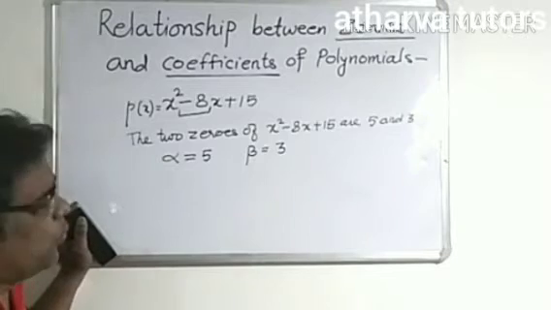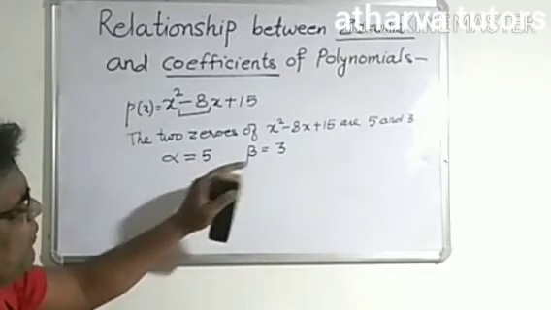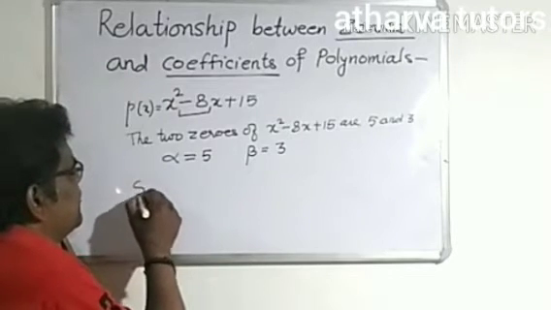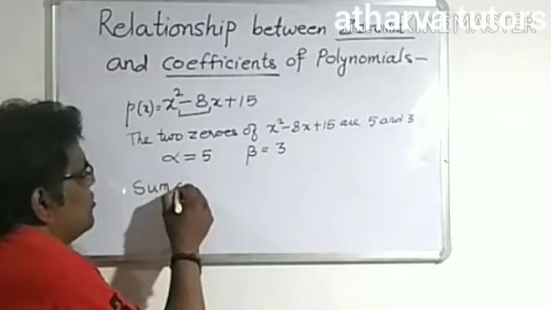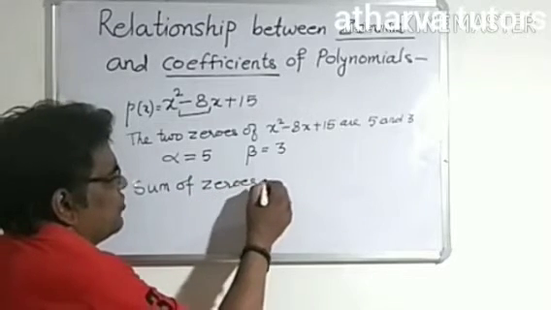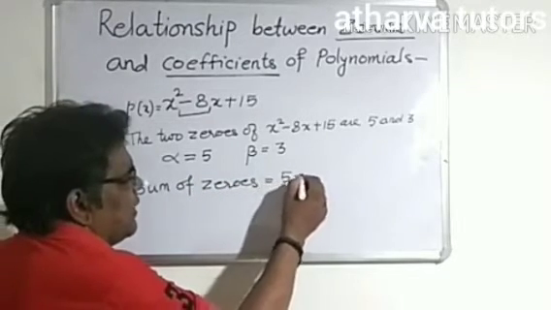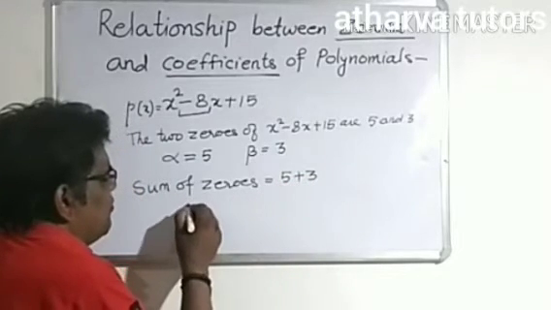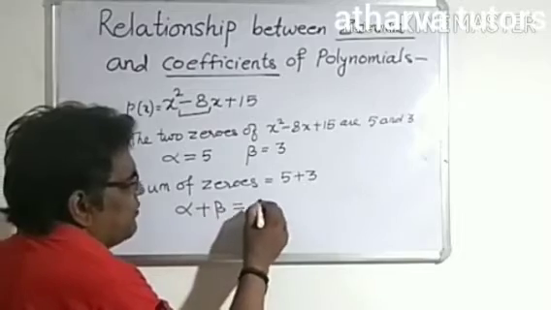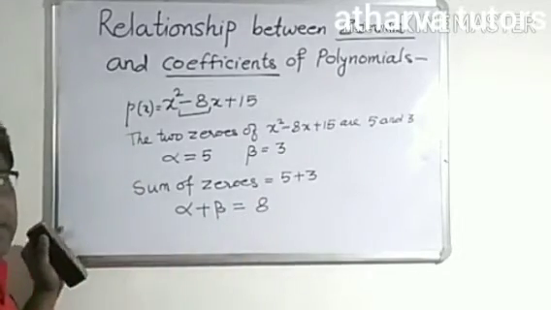One zero we took as alpha and the other one we took as beta. Now let us see what the sum of zeros equals. Sum of zeros, that is 5 plus 3. Sum of zeros means alpha plus beta. So alpha plus beta equals 8.